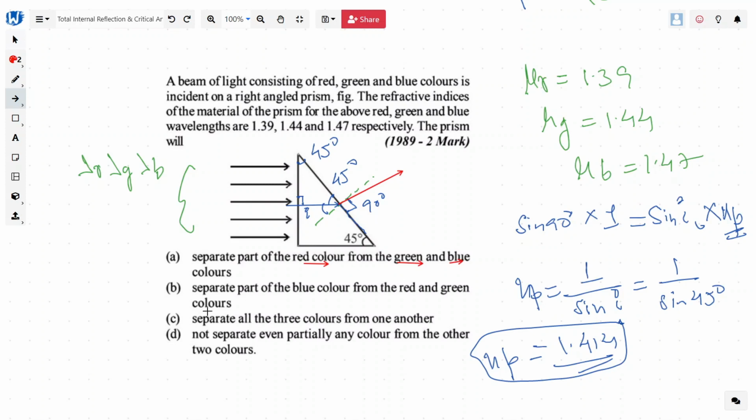So let's check the answers, other options. So the correct answer here is A. Okay. Correct option here is A. Now let's move to the next problem.